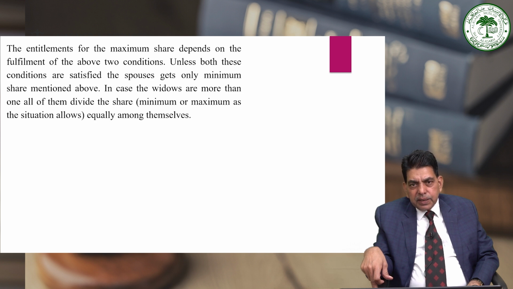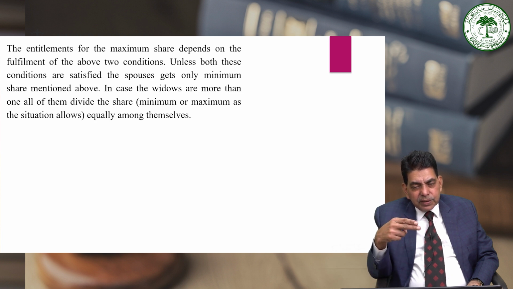So, the entitlement to the maximum share depends on the fulfillment of two conditions: there is no one from the category of children, there is no son, there is no daughter, and there is no one from the category of agnatic male or female descendant, that is, no son's son or son's daughter, and so on and so forth. If these two conditions are there, then the surviving spouse will take the maximum. If it is husband, he will take 1/2. If it is widow, she will take 1/4 of the net total property of the deceased.